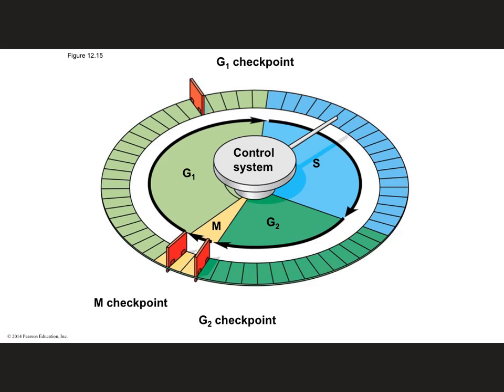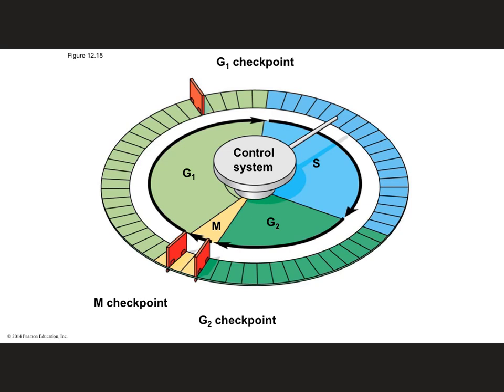It will continue to go through. However, if it does not receive the go-ahead signal at this checkpoint, then it will exit the cell cycle and switch into a non-dividing state called the G0 phase. So this checkpoint is really important, this G1 checkpoint, because if it passes it, then it can continue through. If not, then it can go back over to the G0 phase.